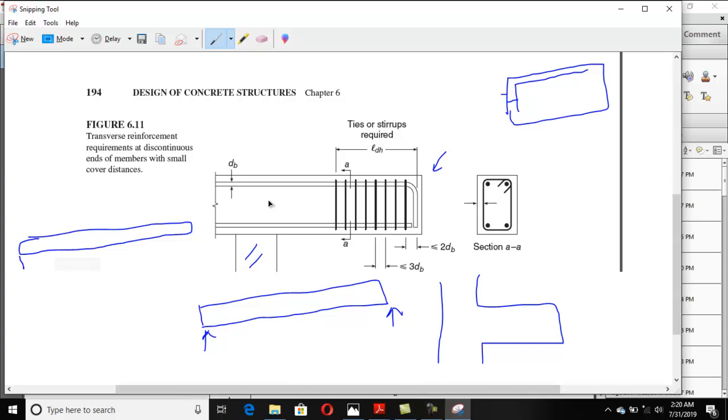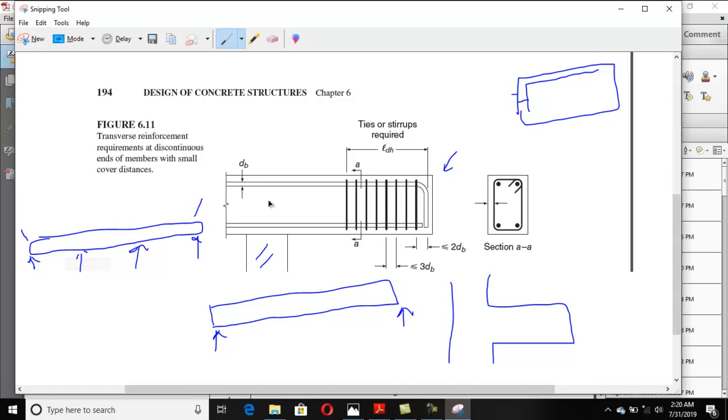Okay, so if you provide support here, this is a discontinued edge, and these two are continuous edges. With discontinued edges, what we basically do is provide these kinds of stirrups.